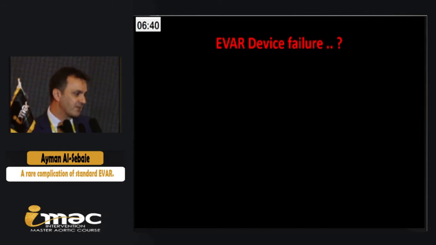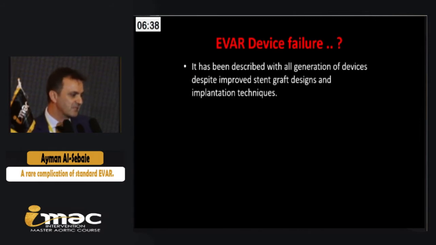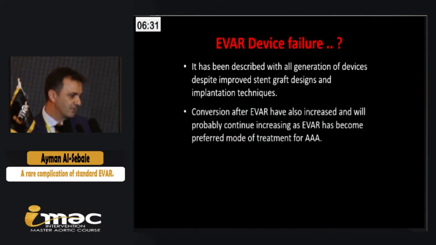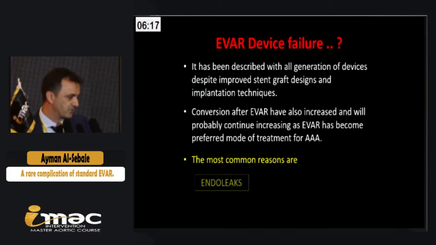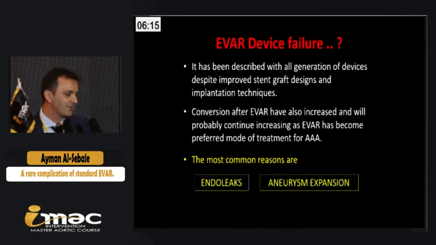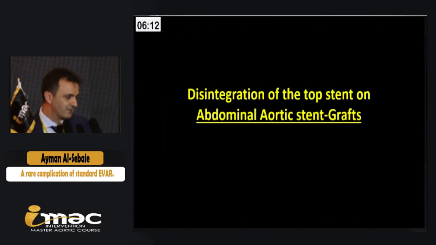So EVAR device failure has been described with all generations of devices despite the improved stent graft and the implantation technique. Conversion after EVAR has also increased and will probably continue increasing as EVAR becomes the preferred method of treatment of abdominal aortic aneurysm. And the most common reasons for the conversion are endoleak, aneurysm expansion, and infection.